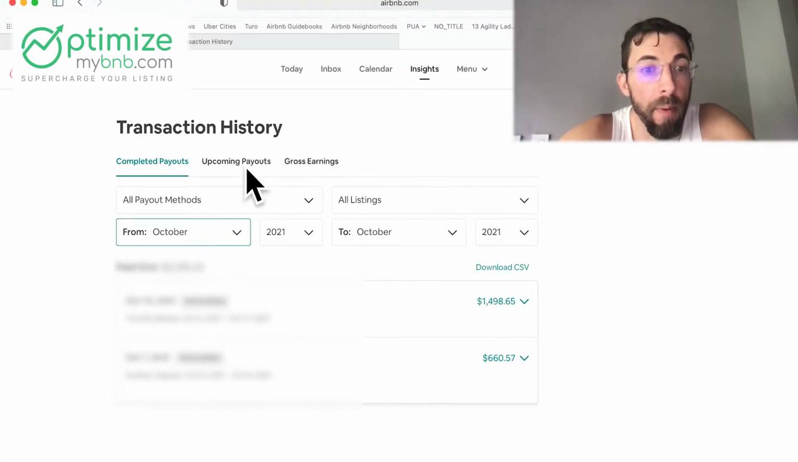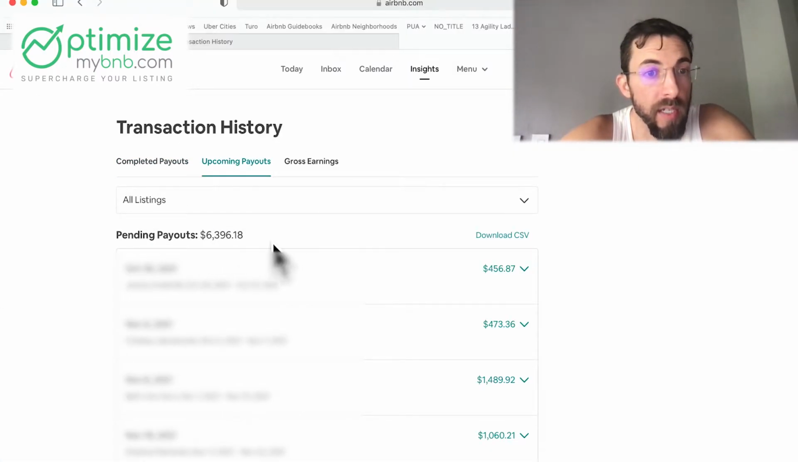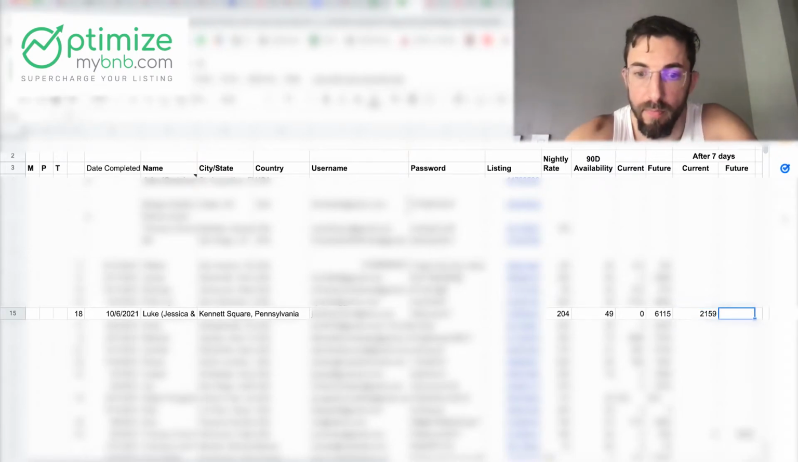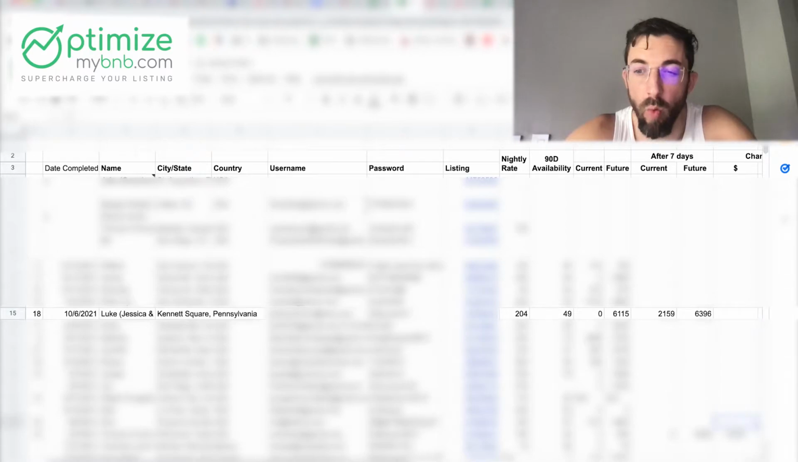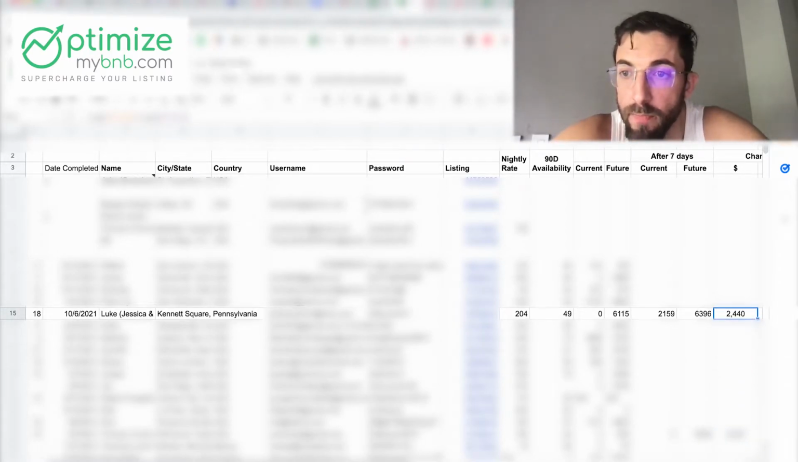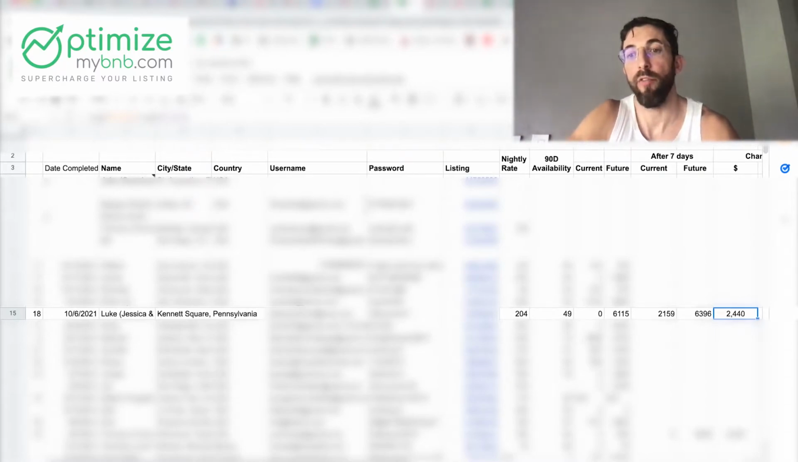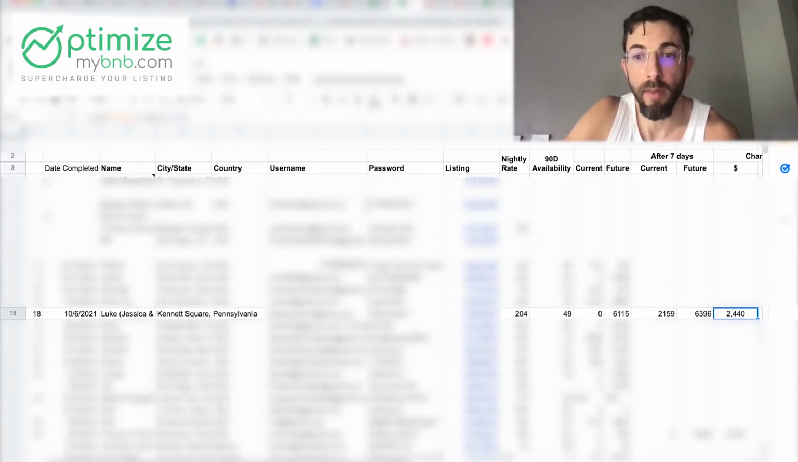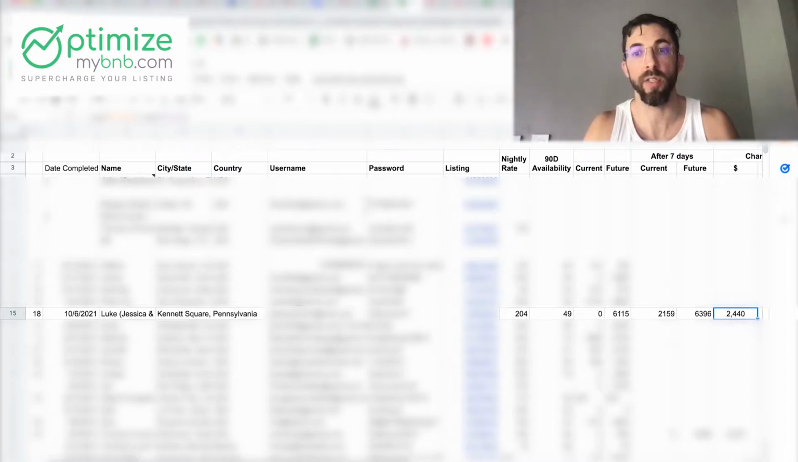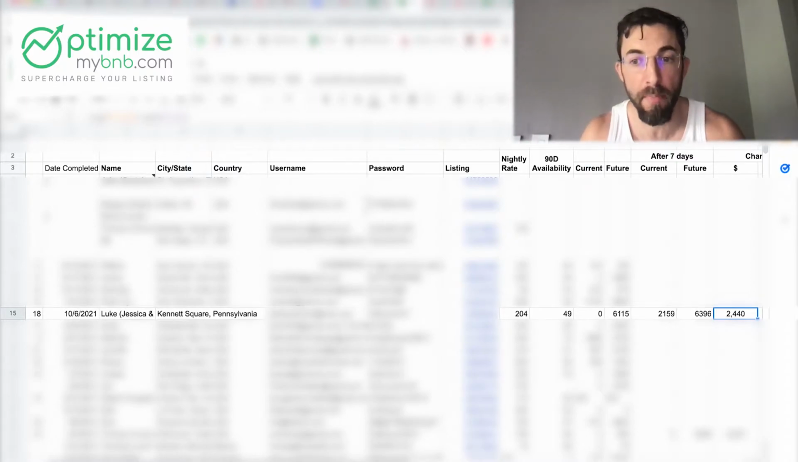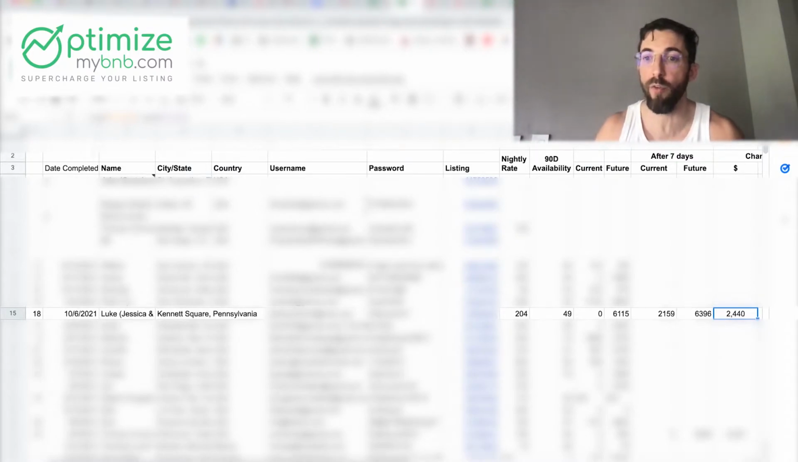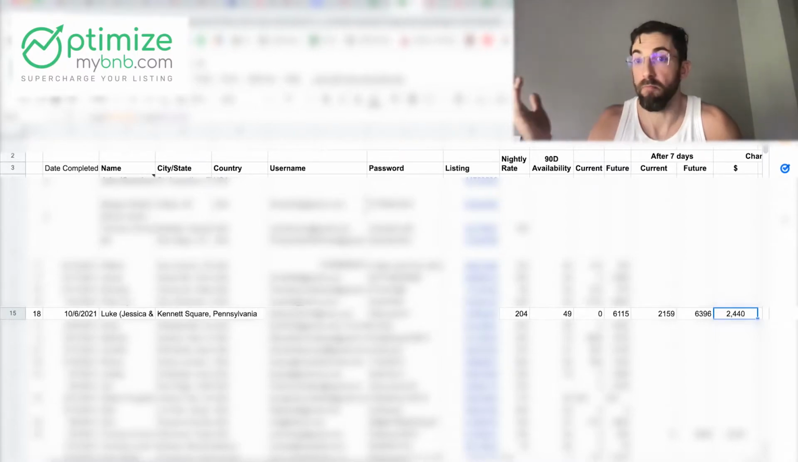All right, and then we go to upcoming payouts, and it looks like $6,396. Okay, and what is that? There is an increase there of $2,440. So from the time that I did my optimization until 7 days afterwards, the host made $2,440. Now that's cool. I'm happy with that, right?